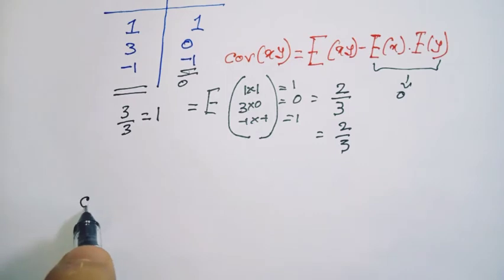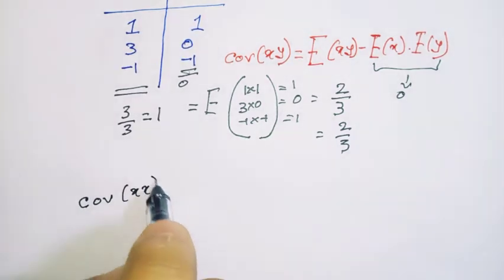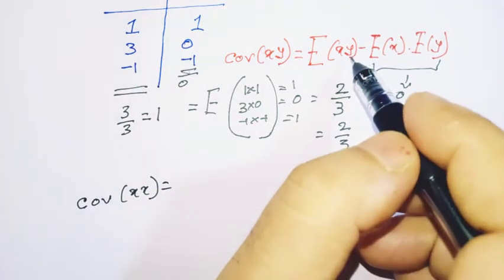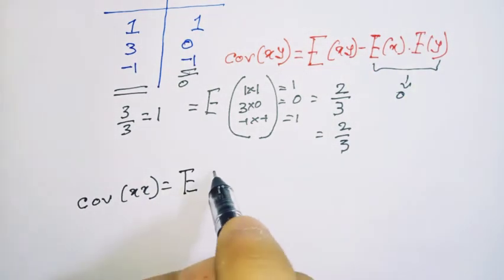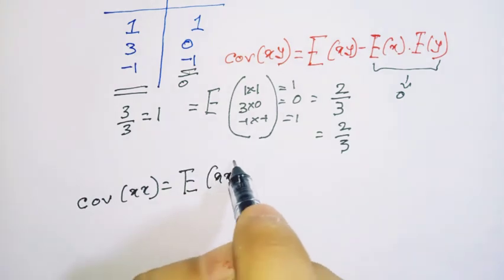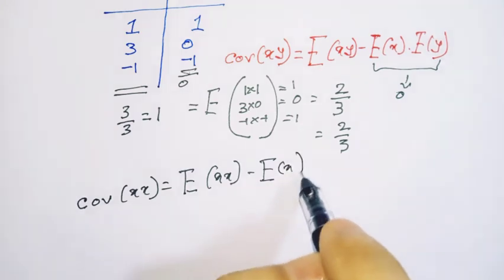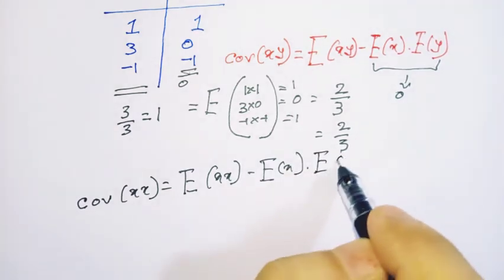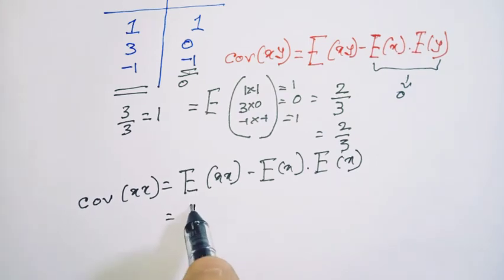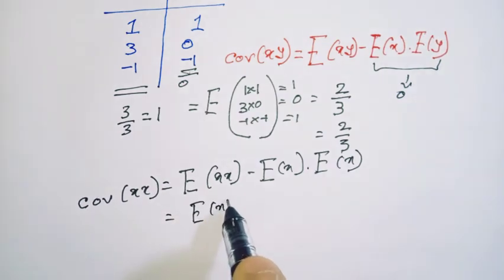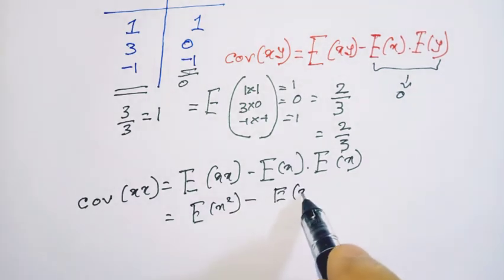So covariance of two variables x and x. I will use the same formula. I will just replace this y by x. So I get the estimated value of x and x minus estimated value of x multiplied by estimated value of x. So what we get over here will become estimated value of x squared minus estimated value of x, squared, right?